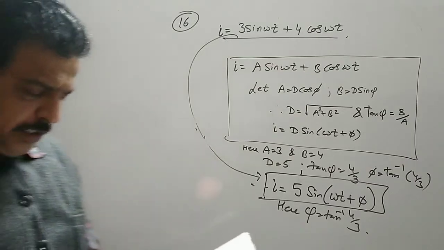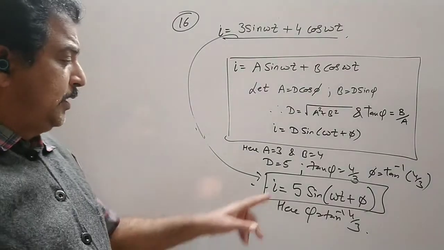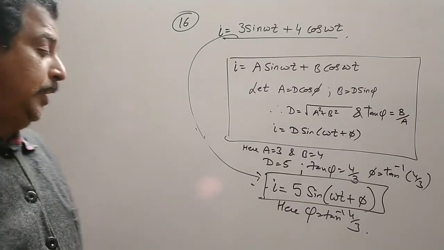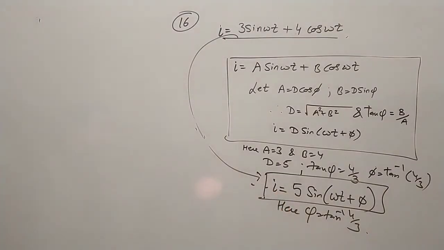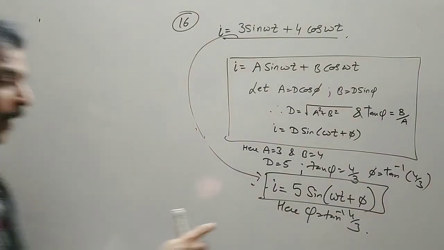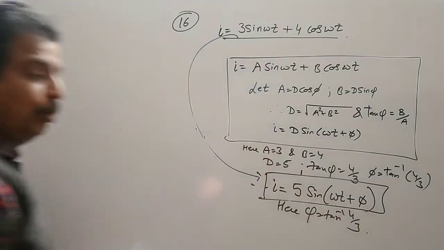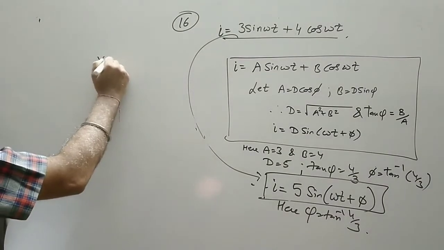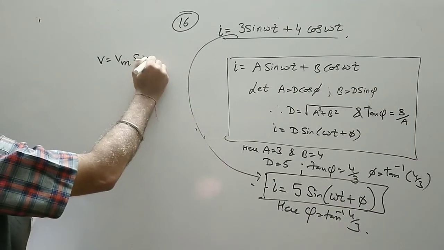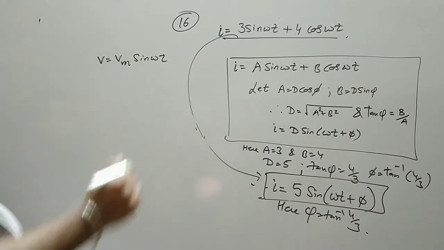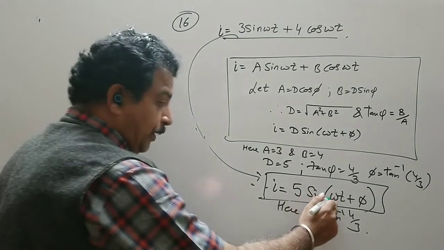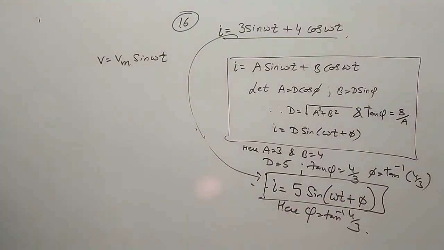Now let us check the options. This is a peak value, that is 5. Here it is given the RMS value is 5 ampere, but this is not RMS, this is the maximum value. And by this current equation it is also clear that if the voltage is V is equal to Vm sine omega t, as given in the option, then here it is omega t plus something, that is the current is leading.